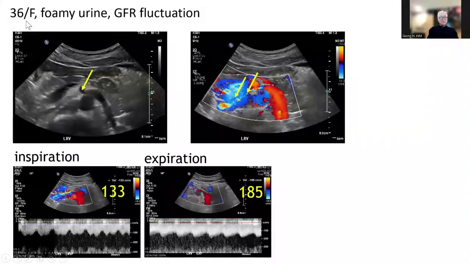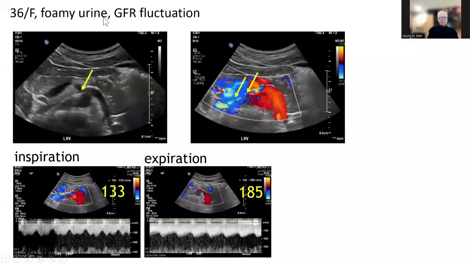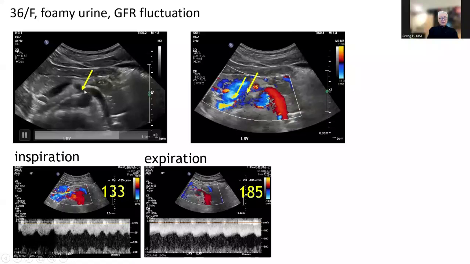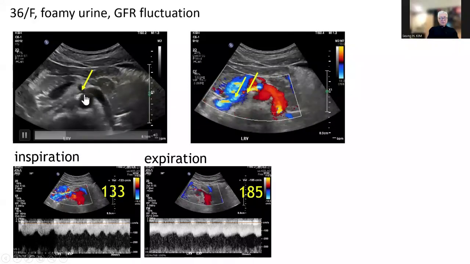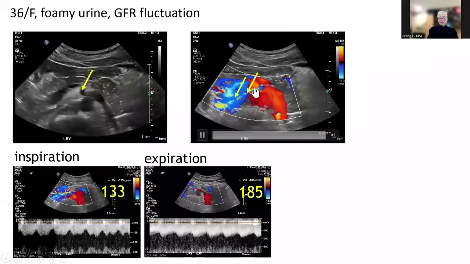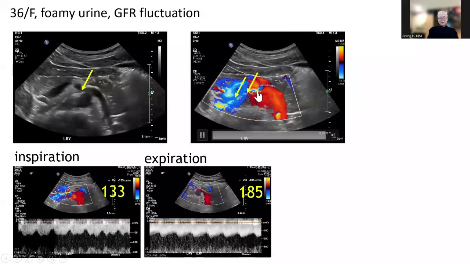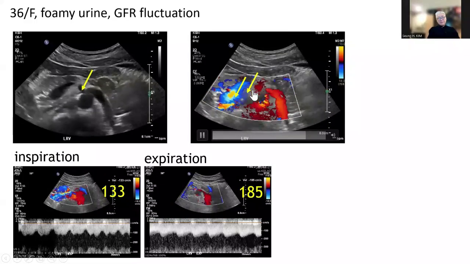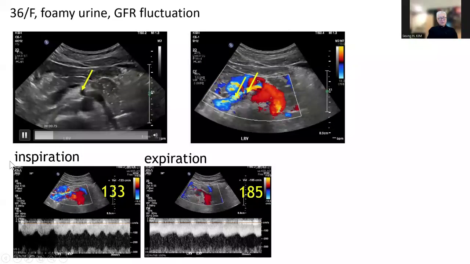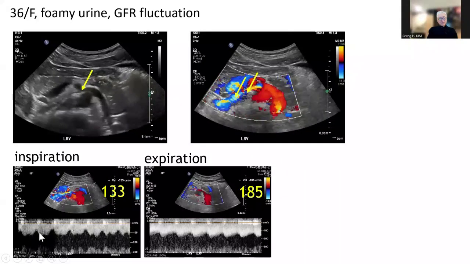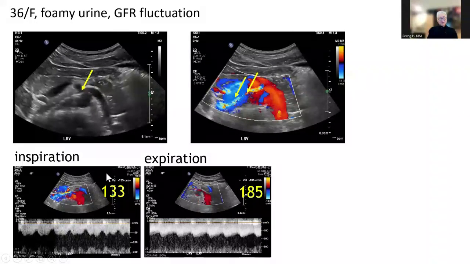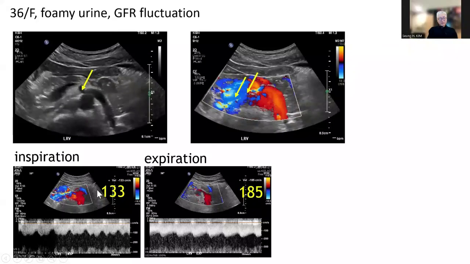This is a 36-year-old woman with foamy urine and glomerular filtration rate fluctuation. There is compression here between the aorta and the superior mesenteric artery, and we see the color flow signals here. If we ask the patient to hold the breath in inspiration, we can clearly get a continuous spectrum like this, and the peak flow velocity was 133.